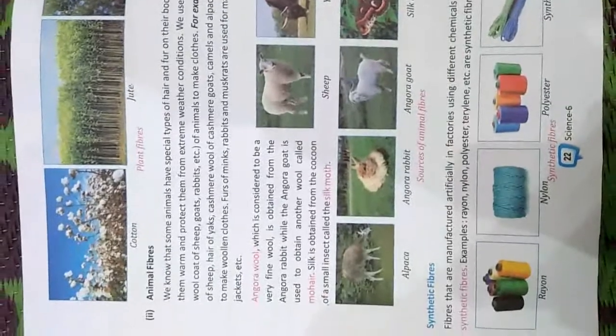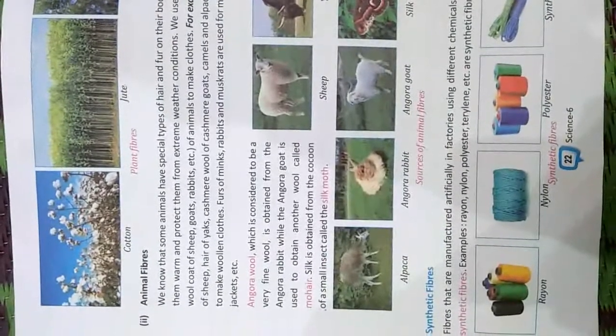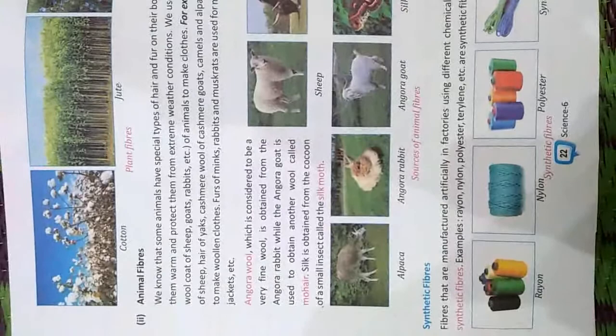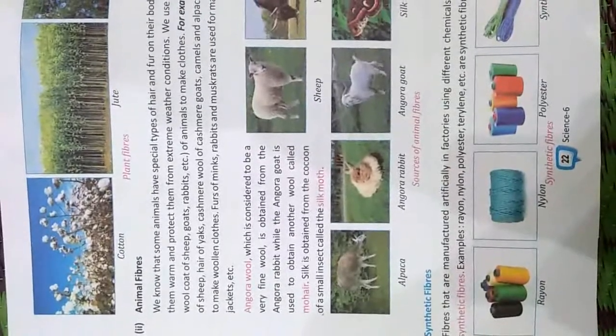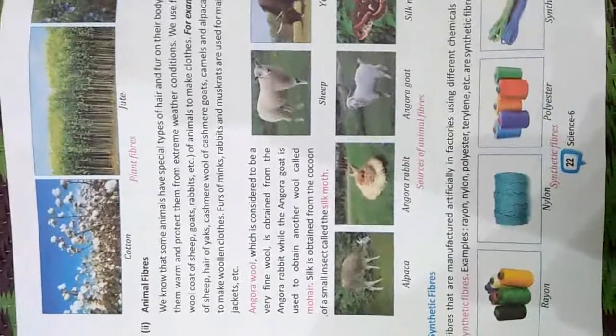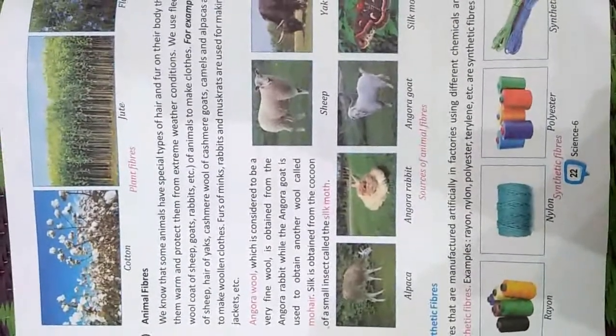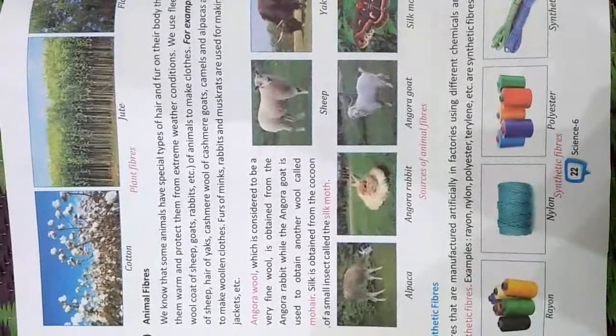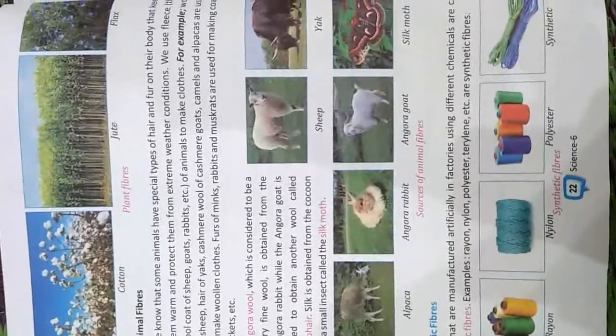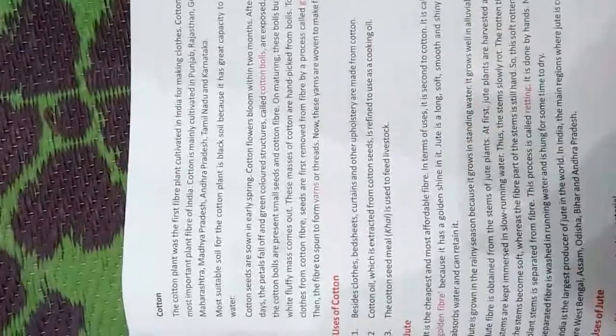So next, we have another topic, that is the synthetic fiber. The fibers which are manufactured artificially in factories and industries using different chemicals are called synthetic fiber, or this can also be called artificial fiber, as they are prepared manually. These include rayon, nylon, polyester, terylene, and many more.